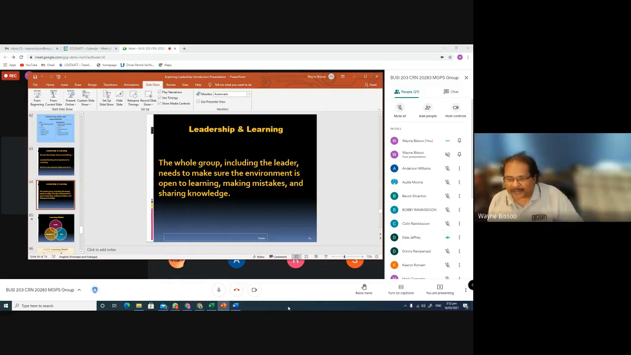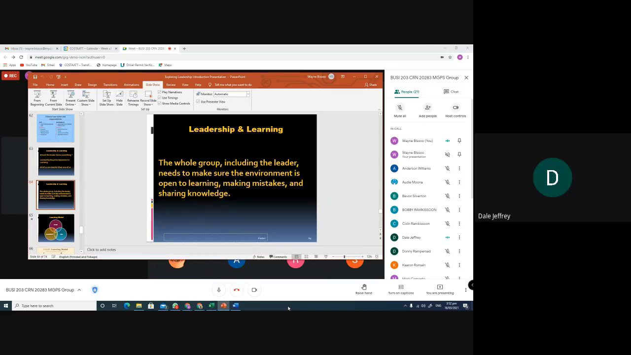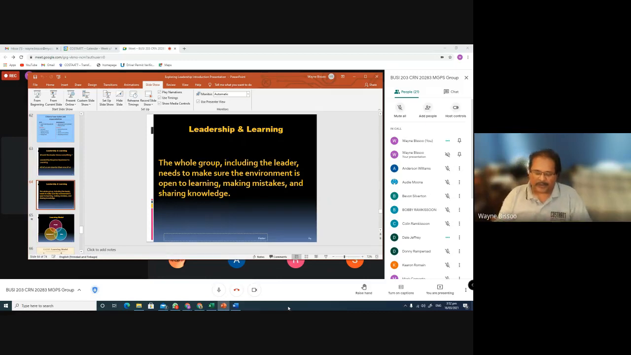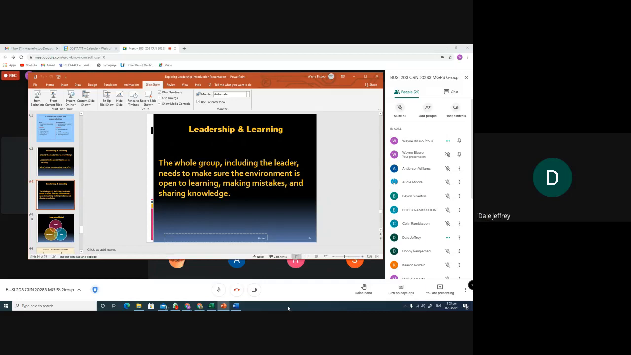Correct. And that's why we say, if you want to reduce the amount of errors made in a process or in the way things are done, then you have to make your organization open to learning and understand that mistakes will be made. And we need to help share knowledge to be able to reduce the occurrence of that mistake. That makes sense? Understood. Thank you, sir.